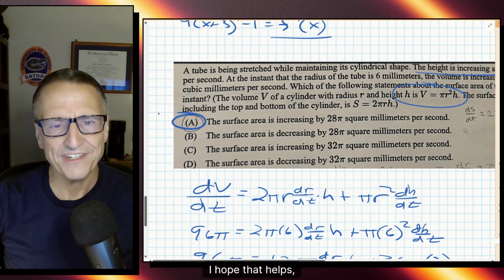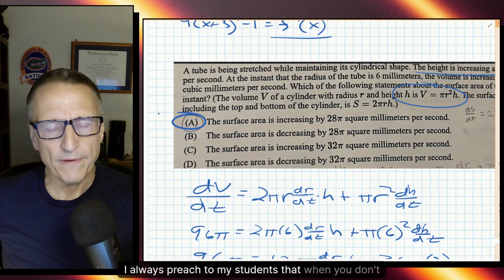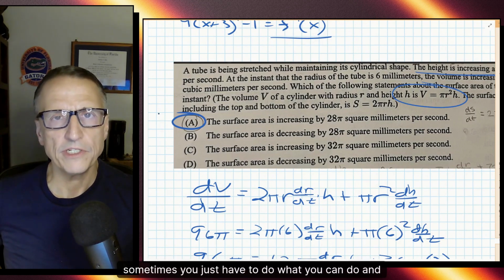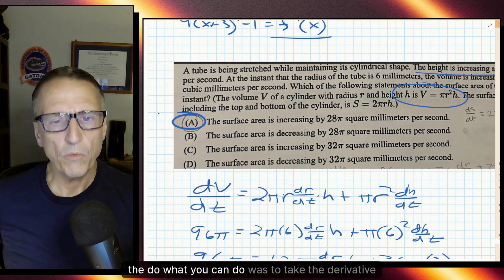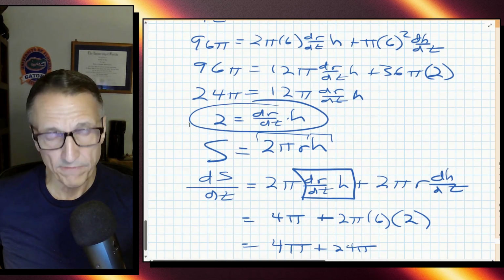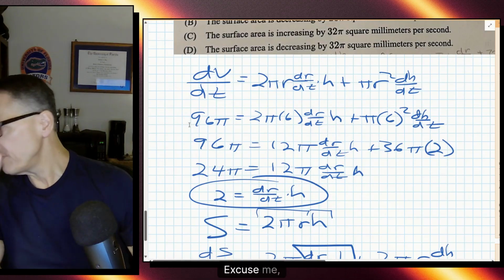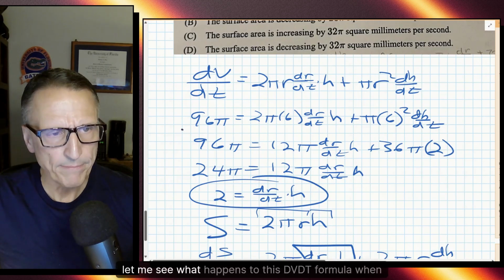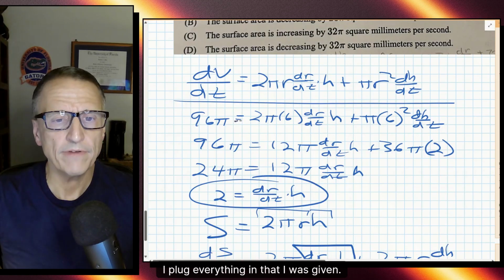Okay, I hope that helps, class. Like I said, I'll give you this one comment. I always preach to my students that when you don't see a pathway, sometimes you just have to do what you can do and see what happens. And in this instance, the do what you can do was to take the derivative of both, find dV/dt, find dS/dt. And then what I should have done, excuse me, my mistake, was I should have just gone with it. I should have said, let me see what happens to this dV/dt formula when I plug in everything that I was given, right?